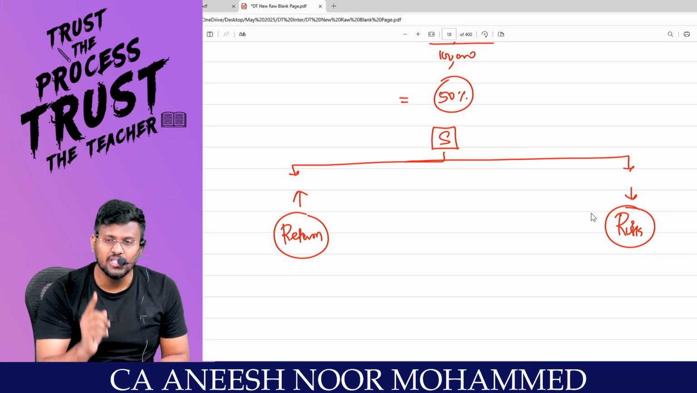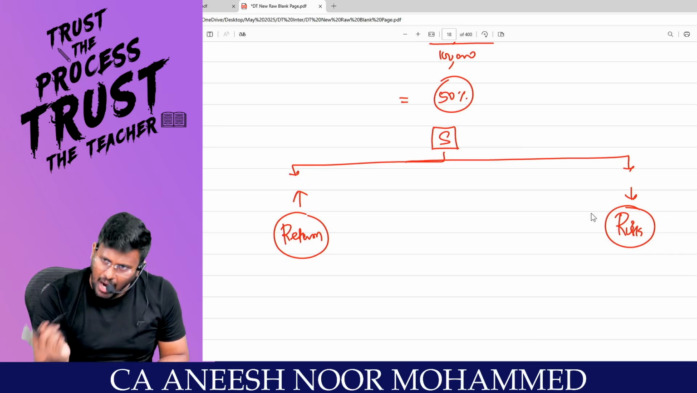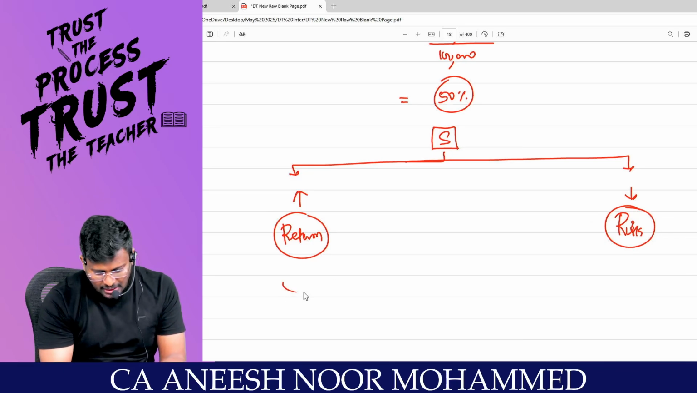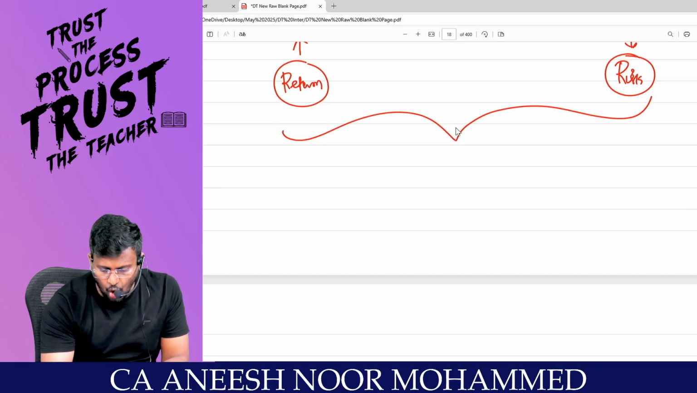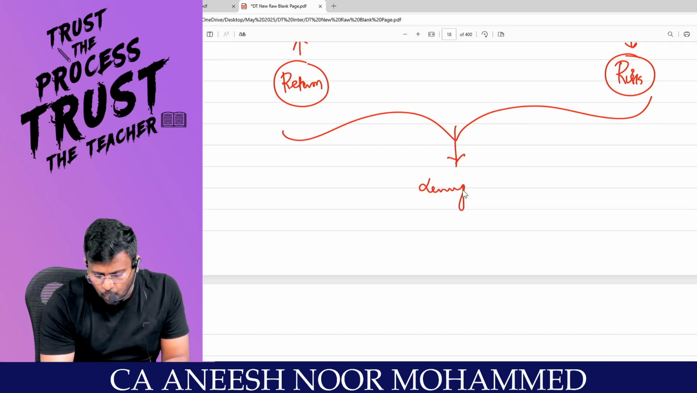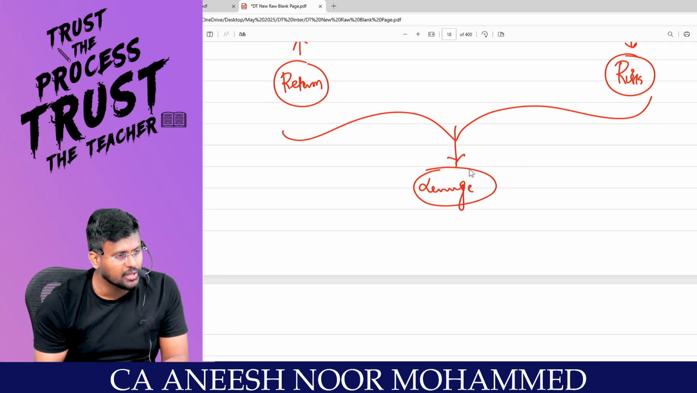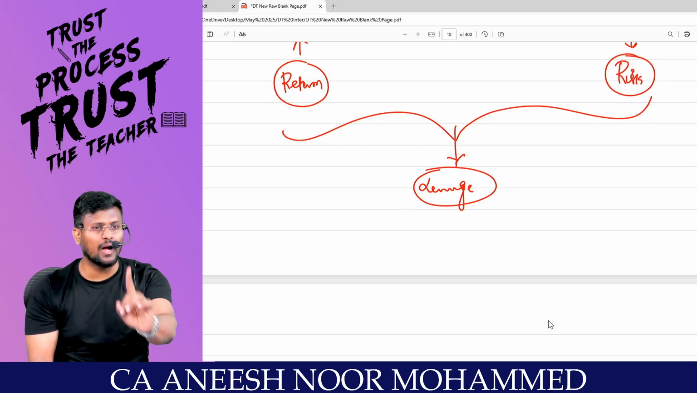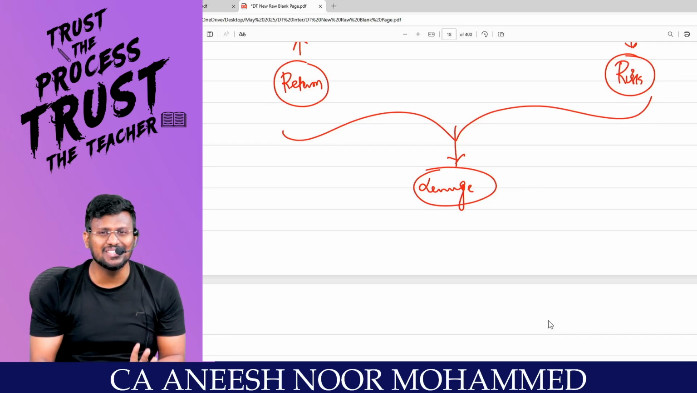So your situation may be both risk and return. This subject calls both of these words leverage. This risk or return, we just want to represent in one word called leverage.